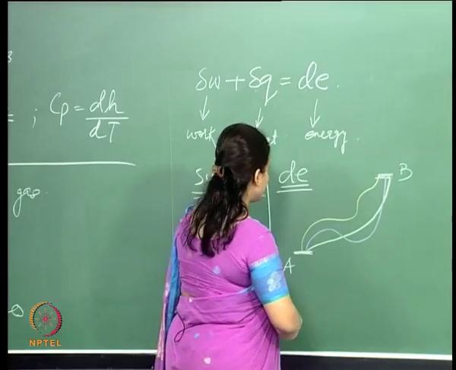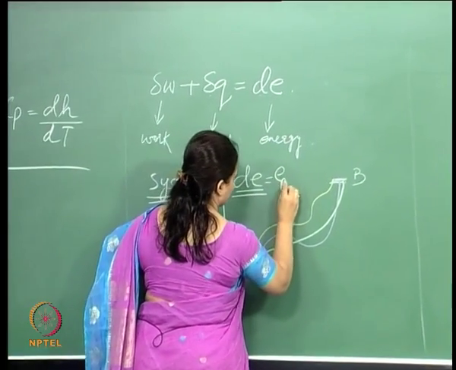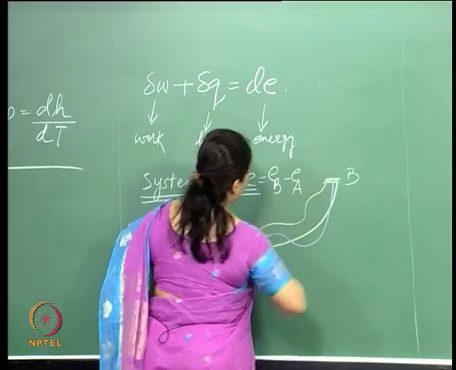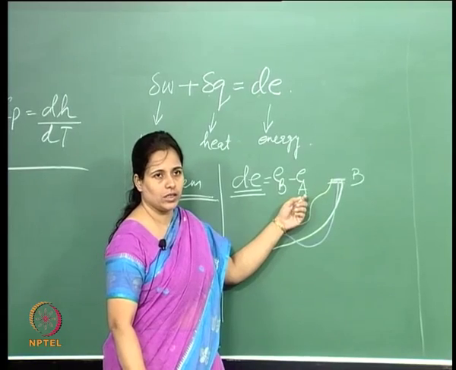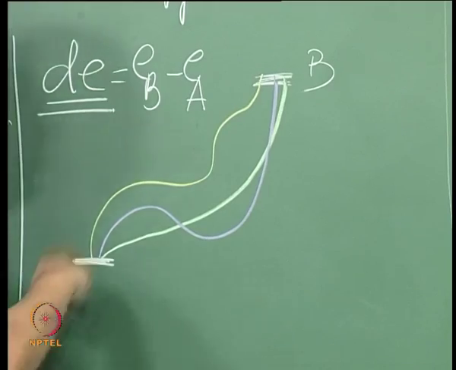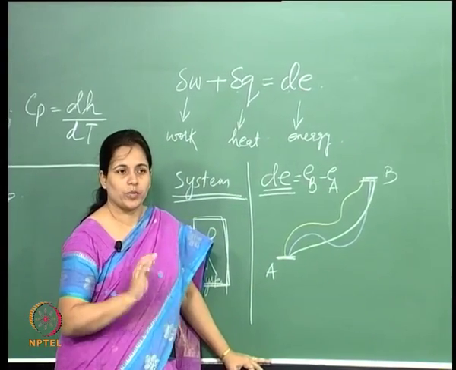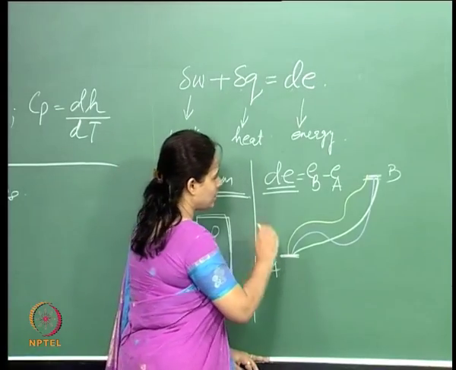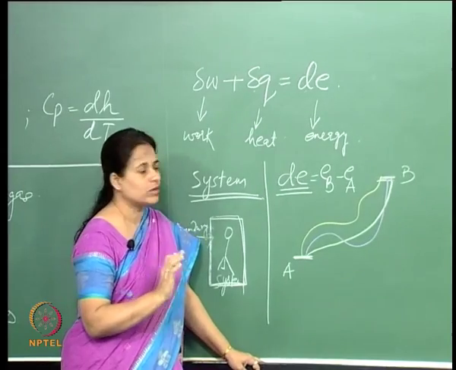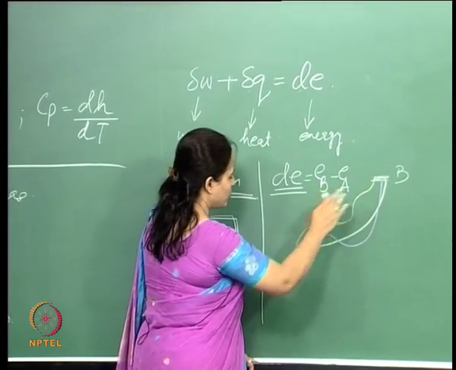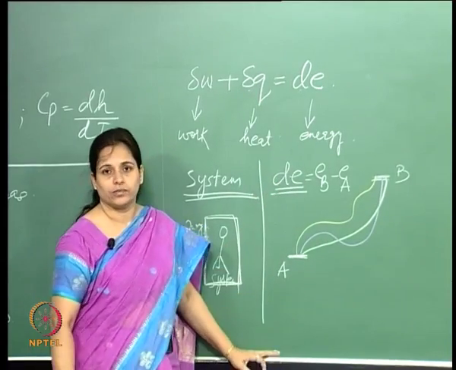In this case dE is basically the final energy minus the initial energy. So, it does not depend on the path. This change is independent of the path, it is path independent. It does not matter how you go from A to B. All that we are concerned about is the final value minus the initial value. Therefore, we write that as dE.